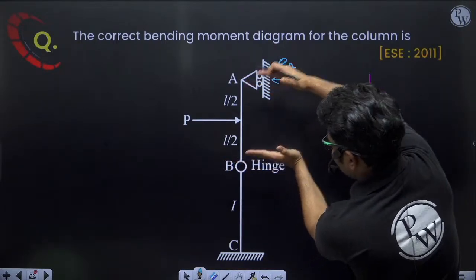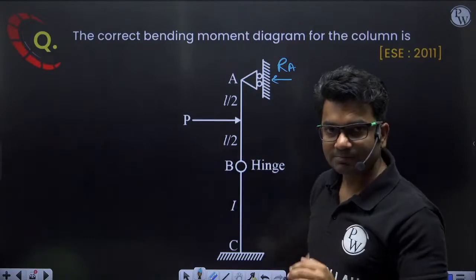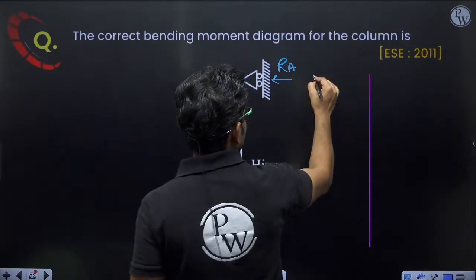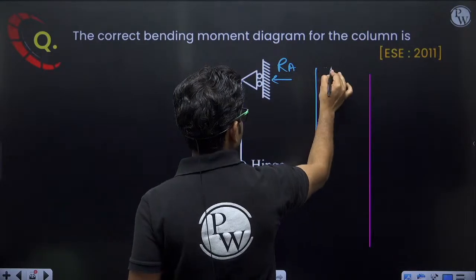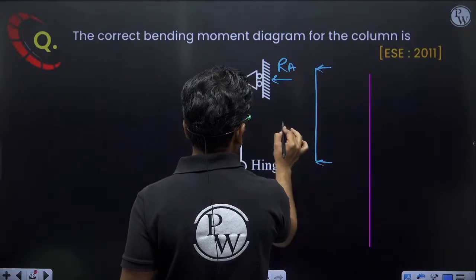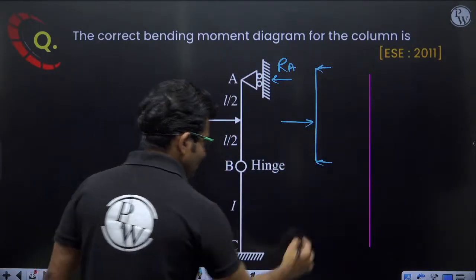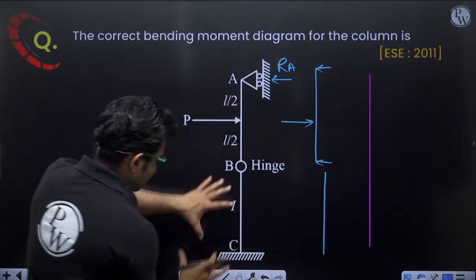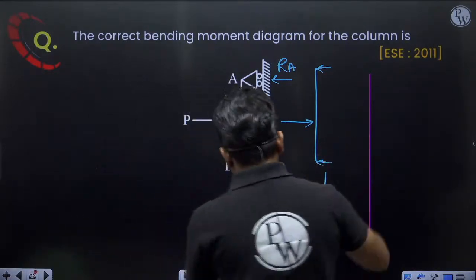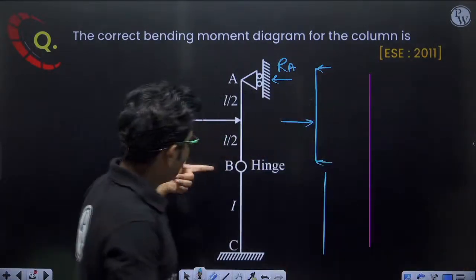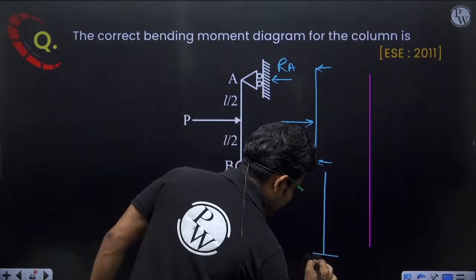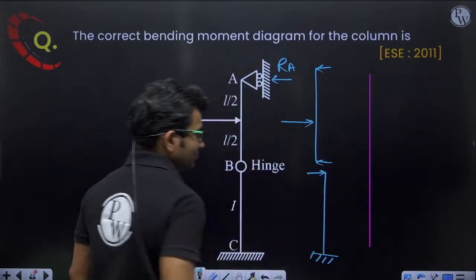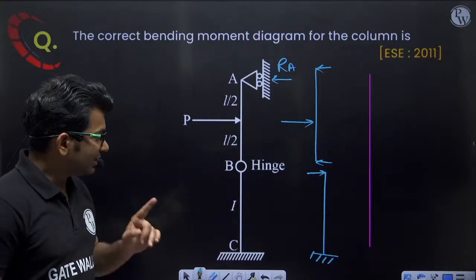So if I separate this part, what I'll be getting is a simply supported beam like this. Now in the remaining part, whatever reaction was here, the same reaction will be here. So it will act like a cantilever like this. So the bending moment diagram will also be like that only.